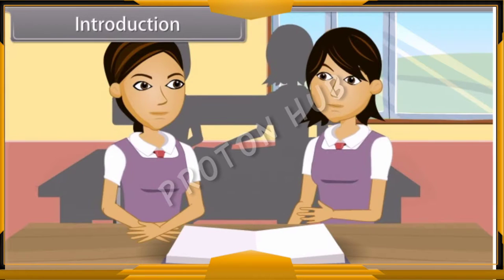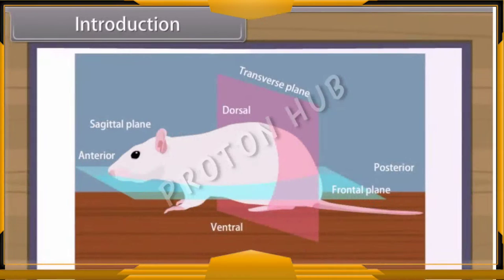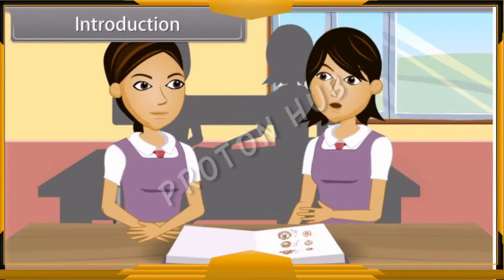According to symmetry, animals are either radially symmetrical, example sponges, coelenterates, and echinoderms, or bilaterally symmetrical, example nematodes, arthropods, annelids, and vertebrates, and some are asymmetrical, example snails.